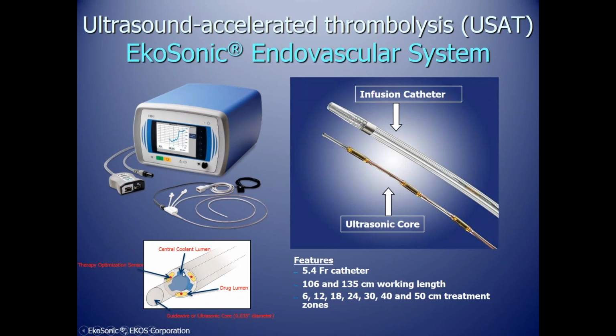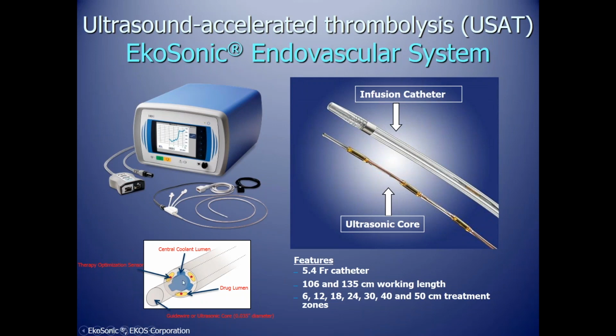It has another port for coolant, which is normal saline, usually going in at about 30 to 35 milliliters an hour. And in the center is the ultrasound core, and this is really the main engineering of this device, where you have these ultrasound elements which are evenly distributed at 1 centimeter increments, and they're going to generate ultrasound energy along the course of the catheter. And you see the catheter comes in lengths between 6 centimeter treatment zone and 50 centimeter treatment zones. For PE, we're primarily using the 12, most commonly, and occasionally the 18 centimeter infusion length catheters.